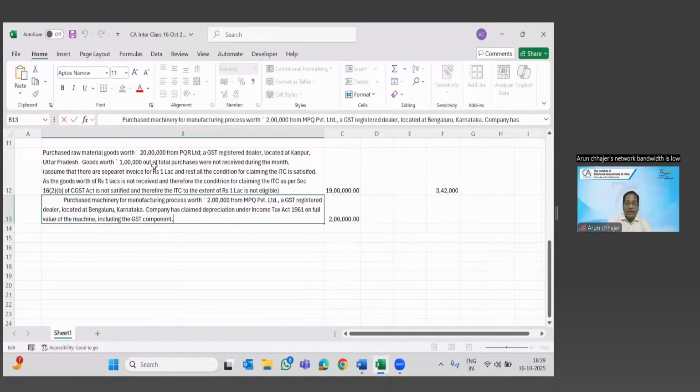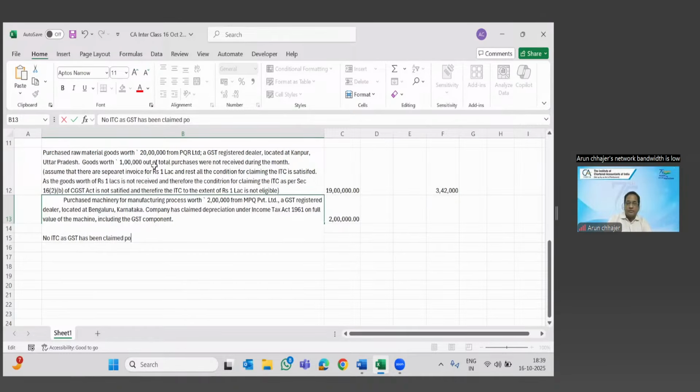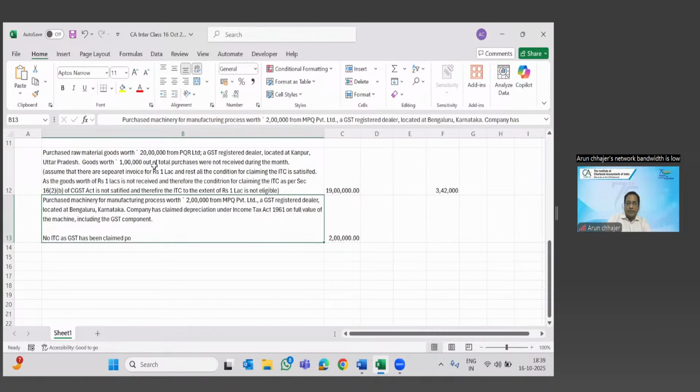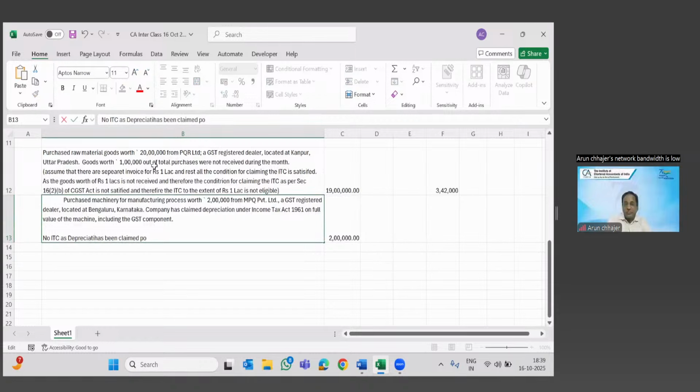So now, in this case, will the ITC be available? Answer is no, no ITC. Why no ITC? No ITC as depreciation has been claimed on the entire value, including the GST. So no ITC. Let me go to the next.